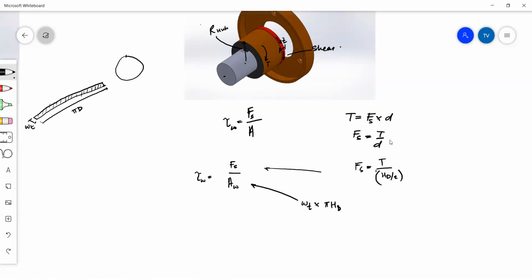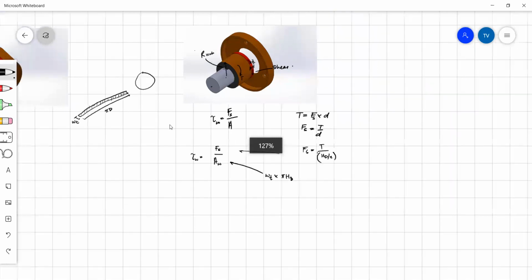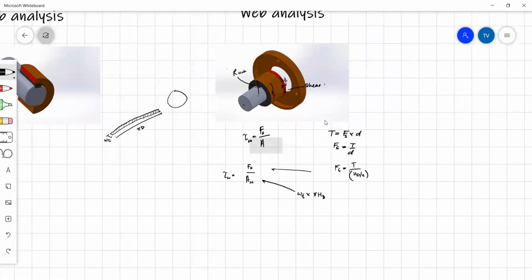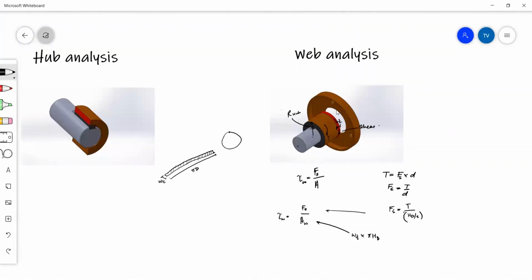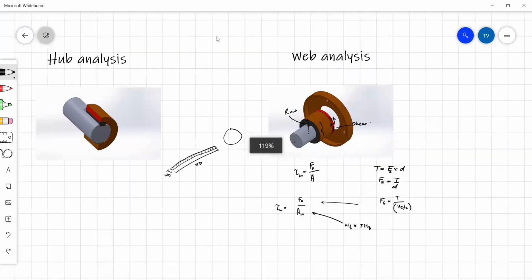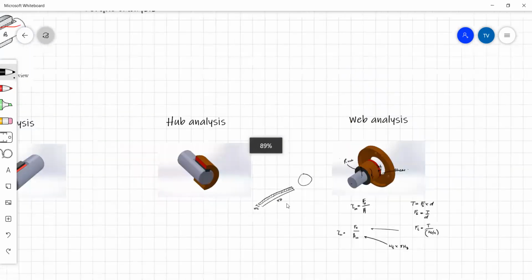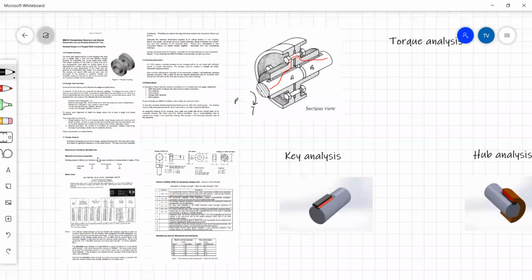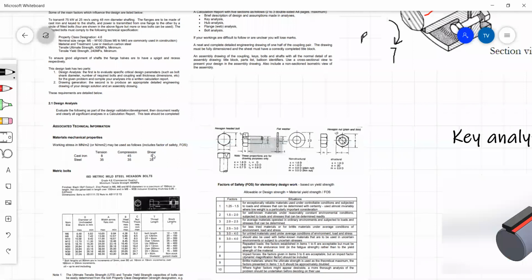Okay, and our shear stress is just the shear strength of the material that we're using. So the flange or the web is made out of cast iron. If we go back to our assignment, the shear strength of cast iron is given to us, 5 megapascals.